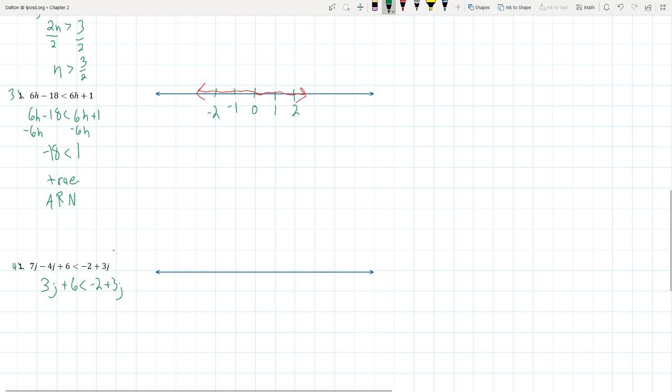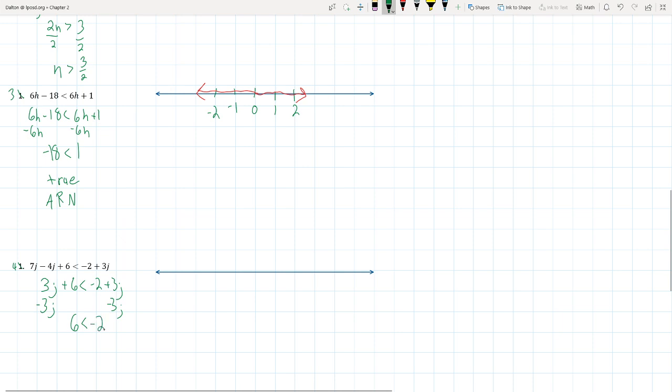As I said before, you can rewrite this down here. That step I feel like is so simple that I just kind of skipped that. Kind of up to you. Now, the next thing that I do is I say, okay, I don't like this j on this right-hand side, so I'm going to subtract 3j's from both sides. So minus 3j, minus 3j. 3 minus 3 is 0, so I'm just going to write down the 6. 6 is less than negative 2.